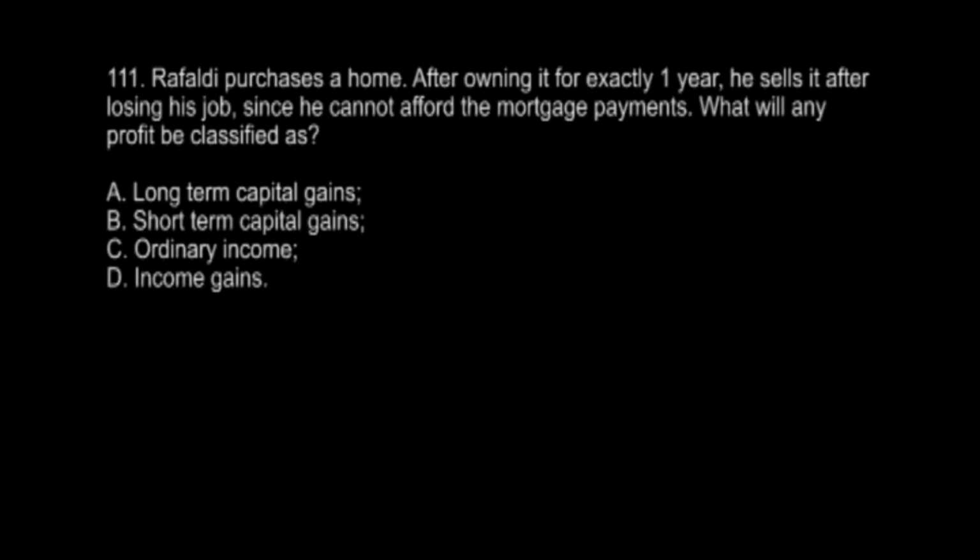111. Rifaldi purchases a home. After owning it for exactly 1 year, he sells it after losing his job, since he cannot afford the mortgage payments. What will any profit be classified as? A. Long-term capital gains. B. Short-term capital gains. C. Ordinary income. D. Income gains.